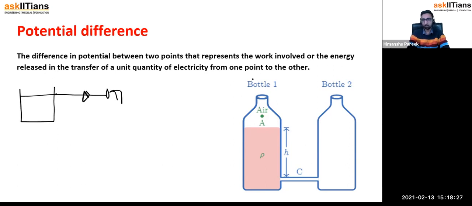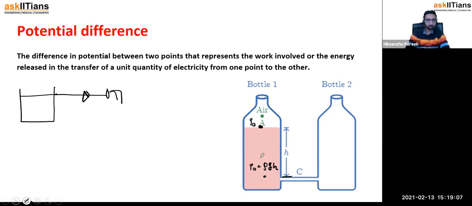We have two bottles here, bottle 1 and bottle 2. Bottle 1 has liquid up to a certain height h from here, and bottle 2 is empty right now. At this end, the pressure is atmospheric pressure, because here we have air, so this will exert the atmospheric pressure. And at this place, the pressure will be P naught plus rho g h, where rho is density and h is the depth. So when we go down, the pressure increases. So P naught plus rho g h is the pressure there.